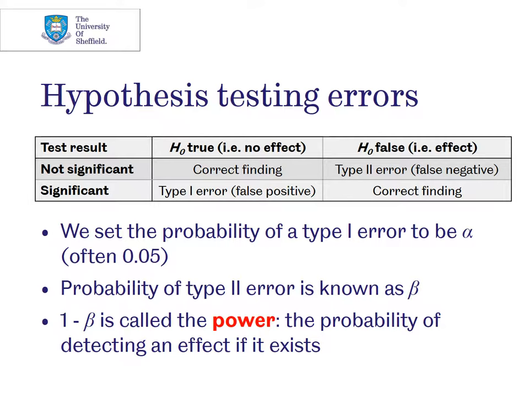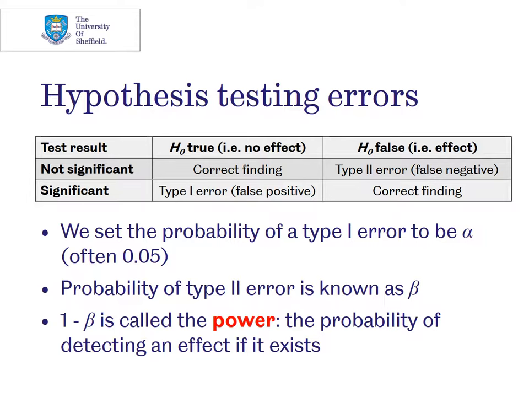Now, obviously, if the null hypothesis is true and the test result is not significant, then that's a correct finding. However, if the null hypothesis is true and we find a significant result, what we call a false positive result, this is referred to as a type 1 error. And the type 1 error occurs at a particular rate, and we set that rate. That's what the alpha, or the critical p-value, refers to. We can make sure that this is going to happen one time in 20. We can make it less than that if we want. But we can set that.